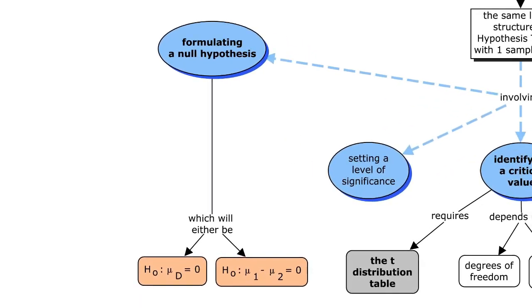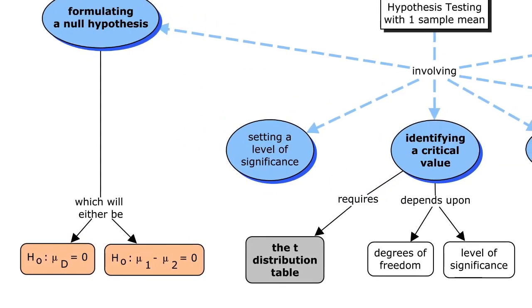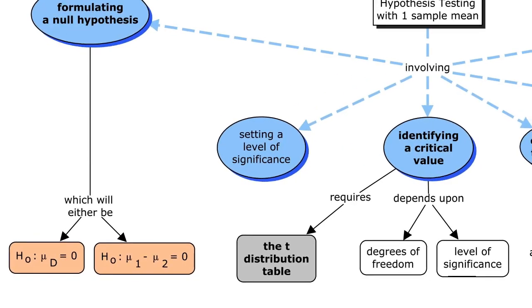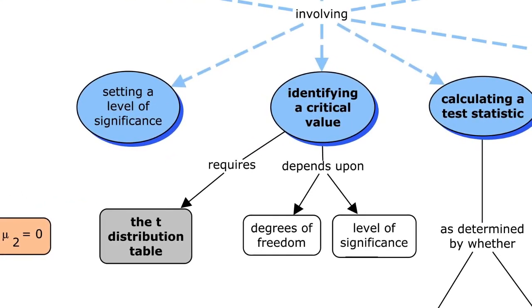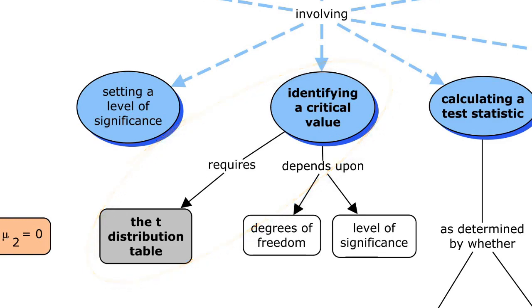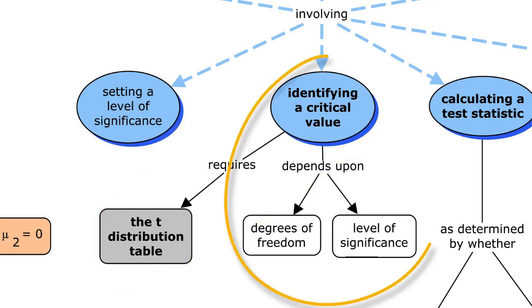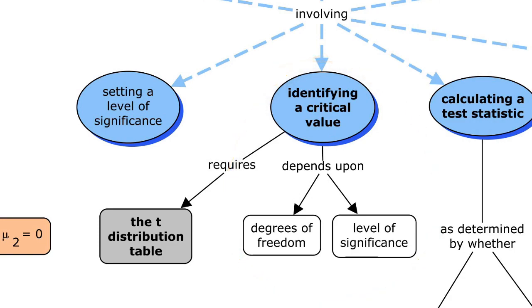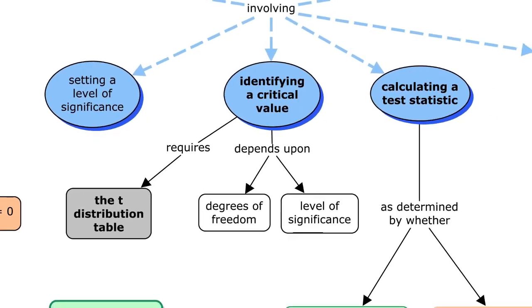As noted previously, we have to set the level of significance. This must be done in advance. It must be determined by the researcher, i.e. you. In terms of identifying a critical value, this requires the use of the t-distribution table. And whenever we use that table, we need to know the degrees of freedom and the level of significance to determine our t-values.